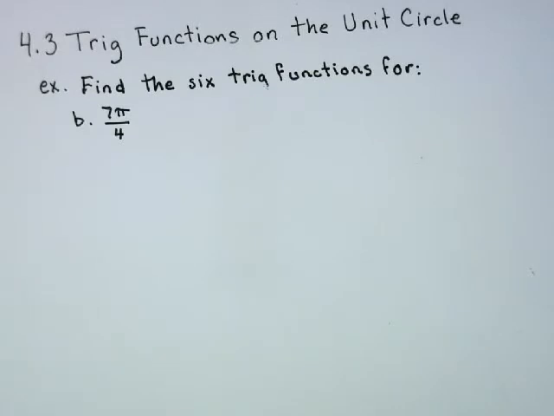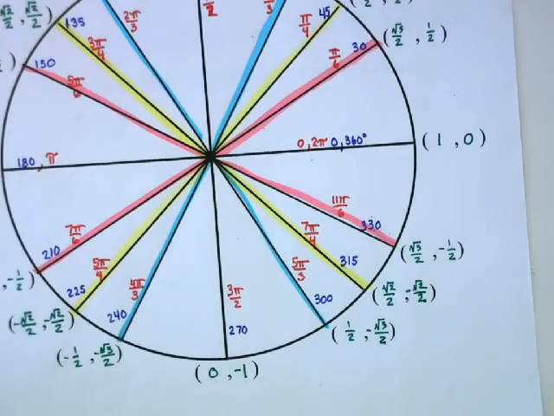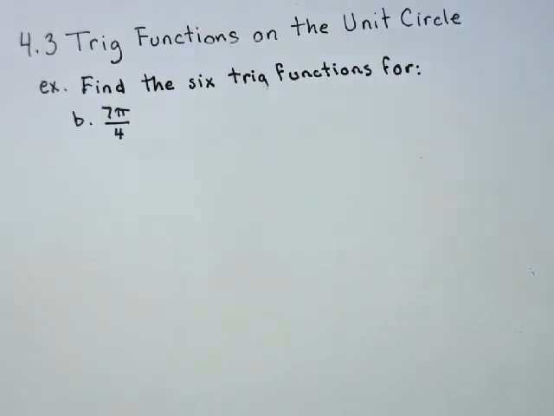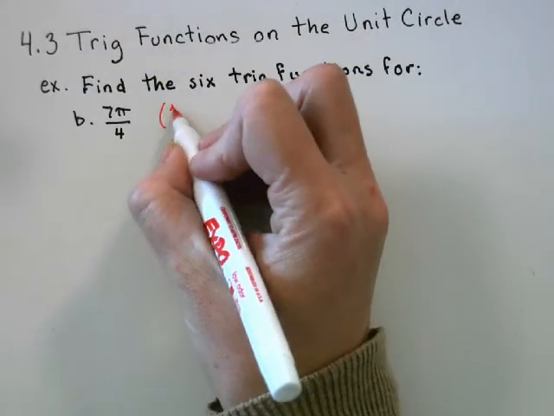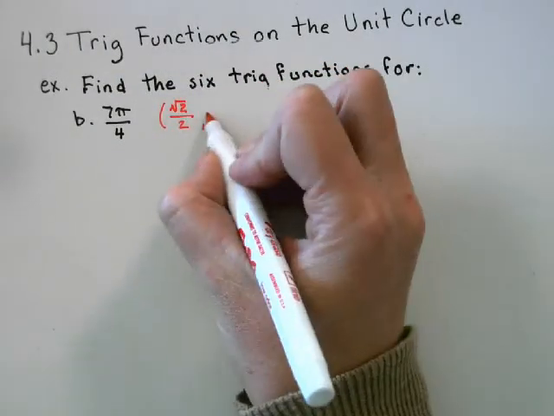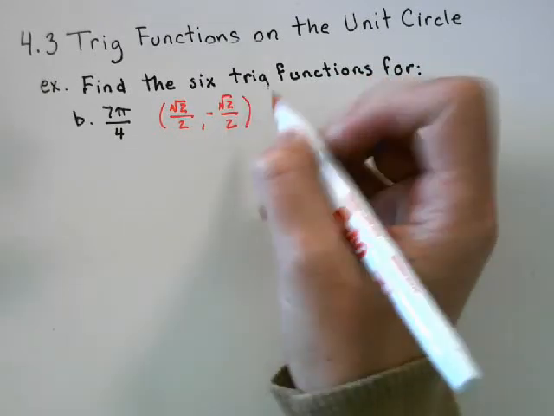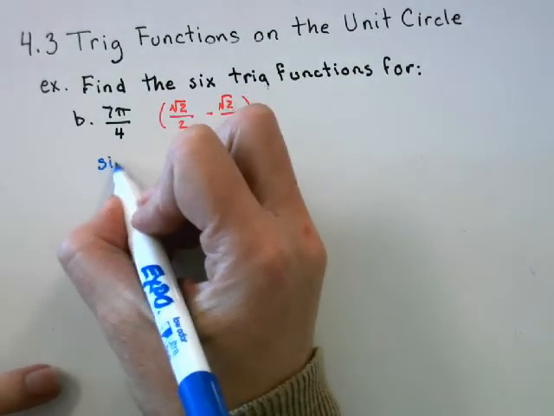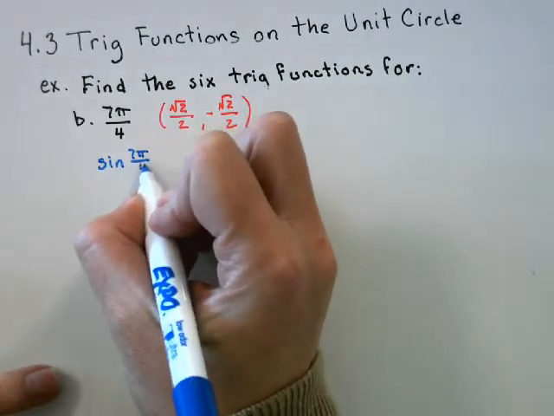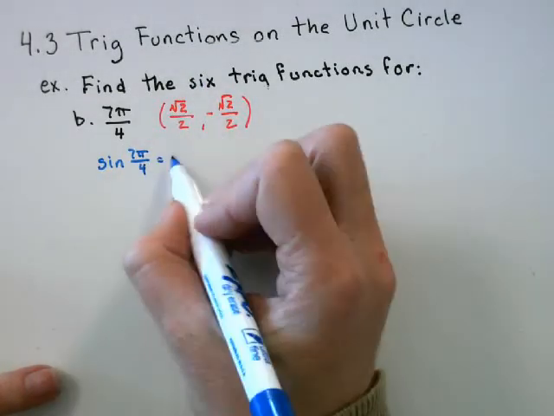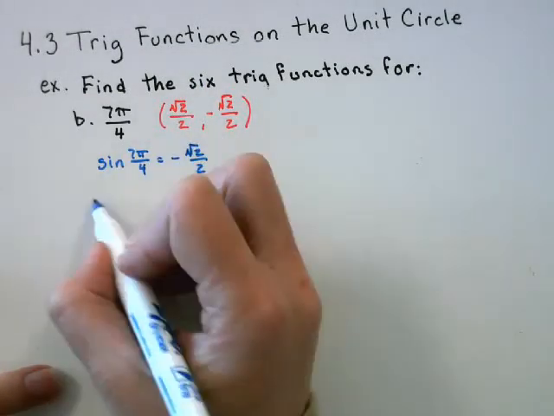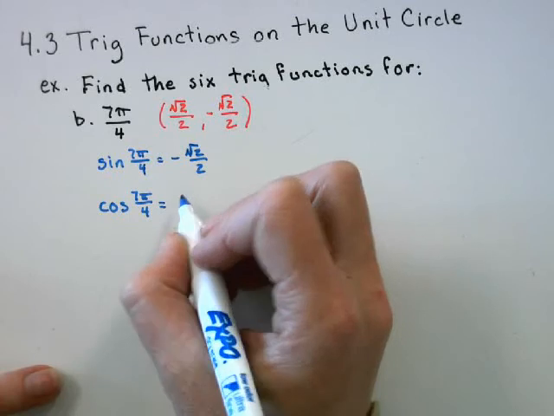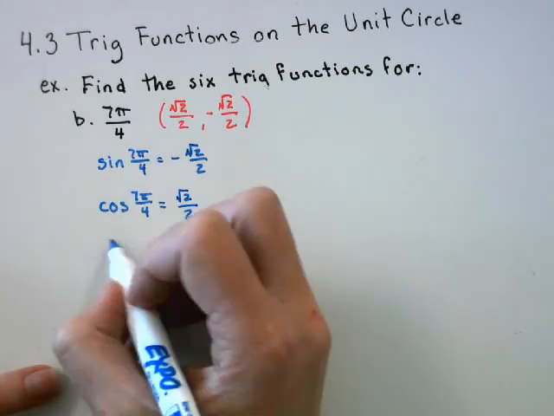Next, I'm going to do 7 pi over 4. So we look at the unit circle, find 7 pi over 4, and look at its coordinates. So it's root 2 over 2, negative root 2 over 2. So sine 7 pi over 4 is equal to negative root 2 over 2. Cosine is positive root 2 over 2.